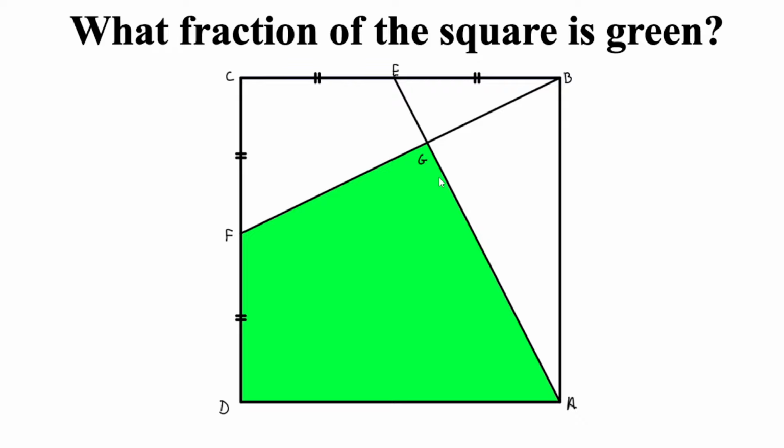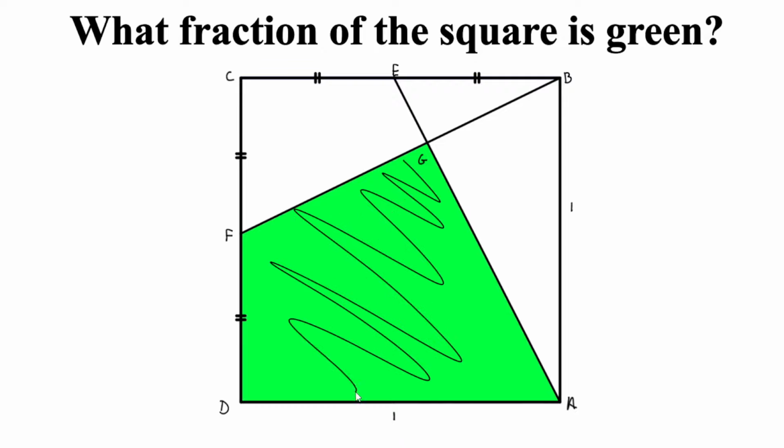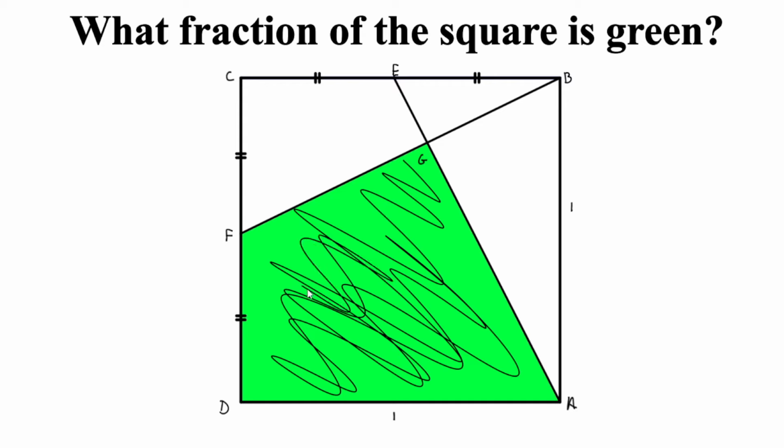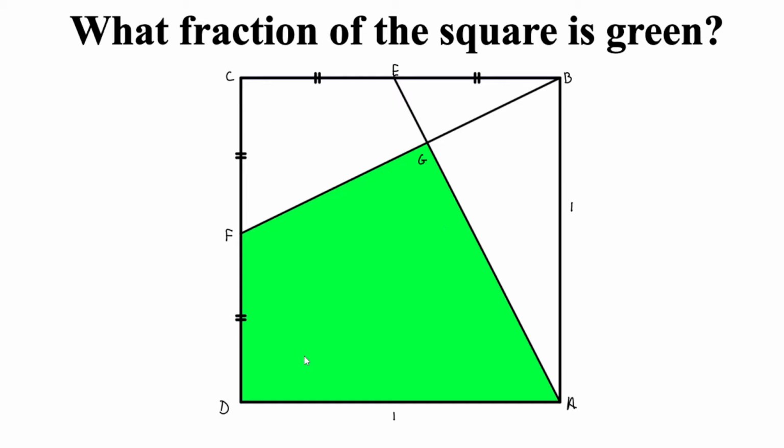Now, since we want to find what fraction or what part of our square is green, it'd be simpler just to make the sides of our square be equal to 1. By doing so, all we need to do is find the area of the green part right here, and we would have the fraction of the square that is green since the area of our square is 1 square unit.